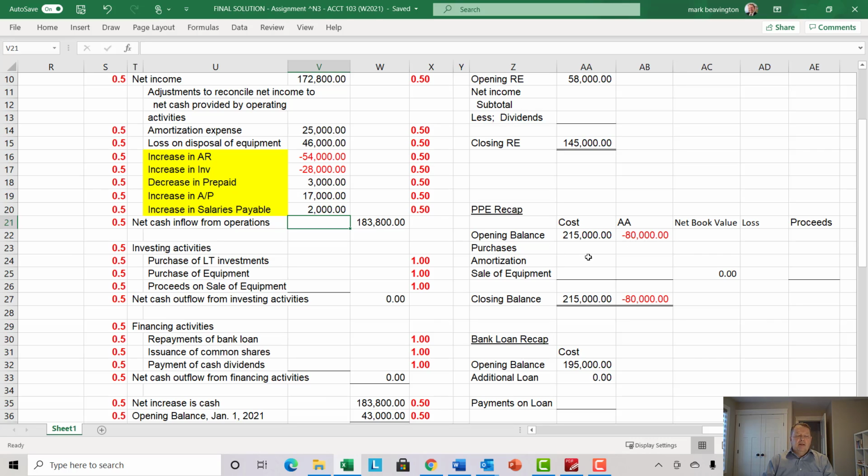In the narrative that follows the balance sheet and the income statement, we're told that new equipment costing 119,000 was purchased during the year. So we've got that one right away. We know that amortization of 25,000 was recorded during the year. And we've got this sale of equipment we've got to tackle.